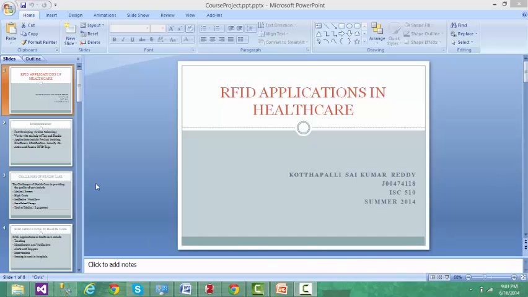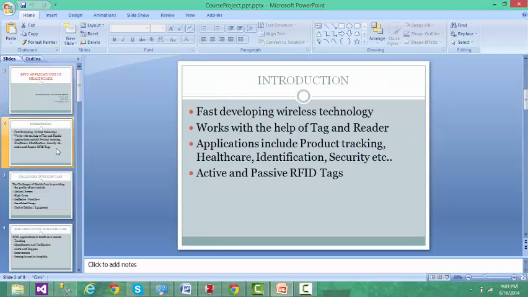I chose the radio frequency identification technology. Radio frequency identification technology is a fast developing wireless tracking system which uses radio frequency signals to track data. And radio frequency identification receives the data between a tag and a reader. The reader is also called a transponder.